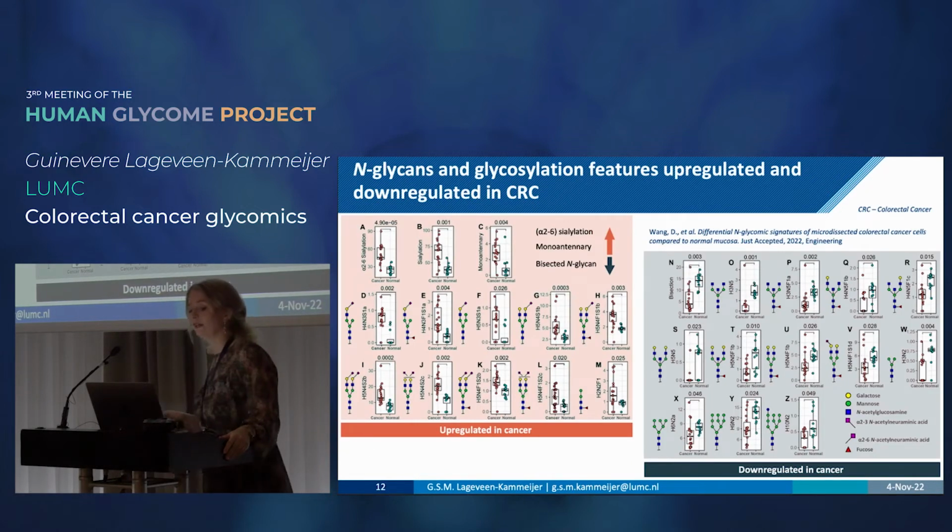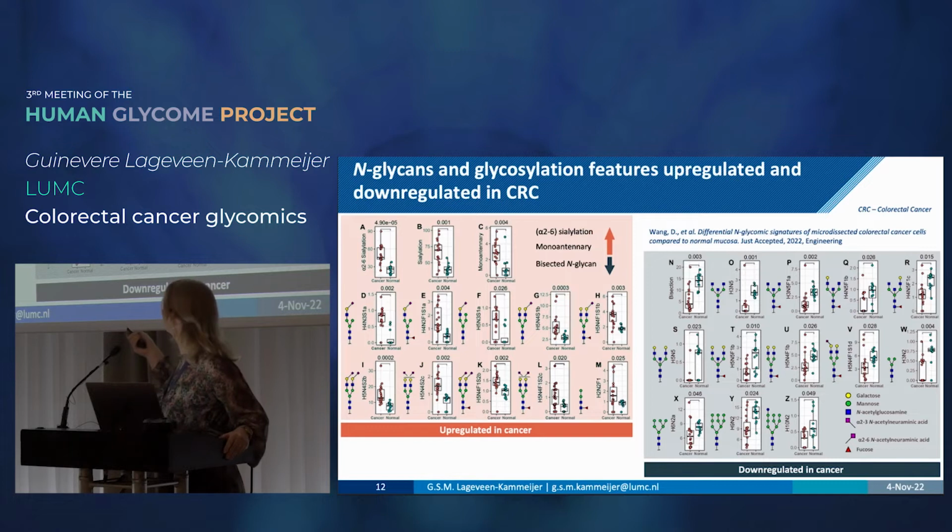Another way to look at this is really going more in depth. So on top here, I think it's a bit hard to see in the back, so I'll try to walk you through it. What we see here are the derived traits. So we have acylation, monoantennary glycosylation, and then here we have the unique glycans. And these are upregulated in cancer, and these are downregulated in cancer. So what you can nicely see is that bisected N glycans are indeed downregulated in cancer, where we have monoantennaries being upregulated.